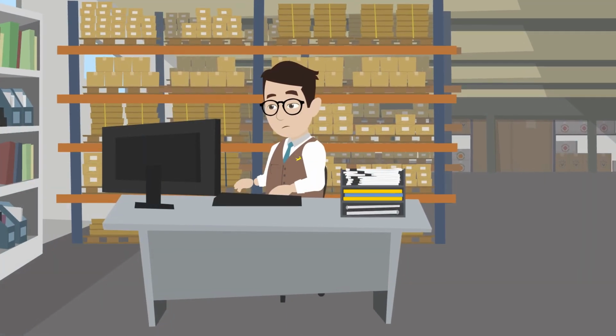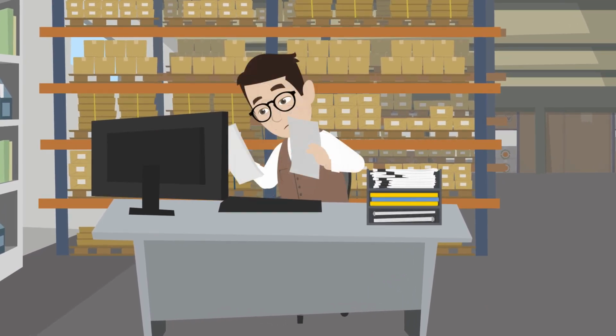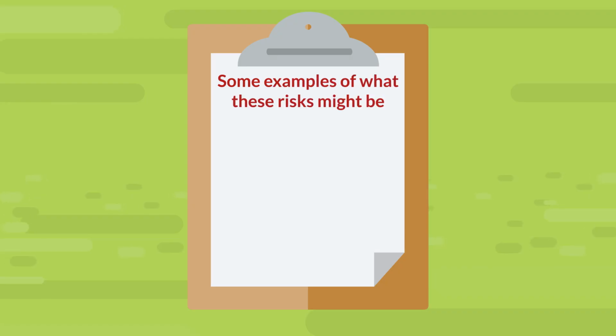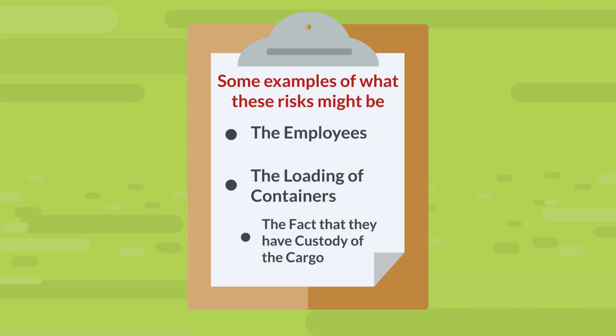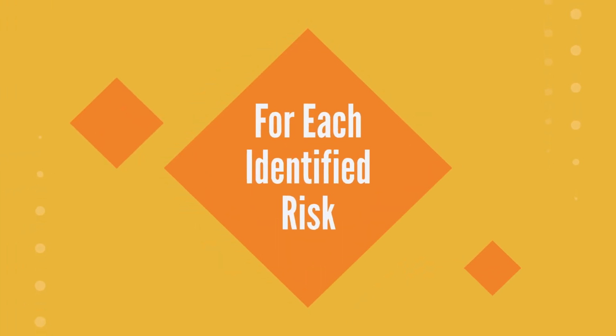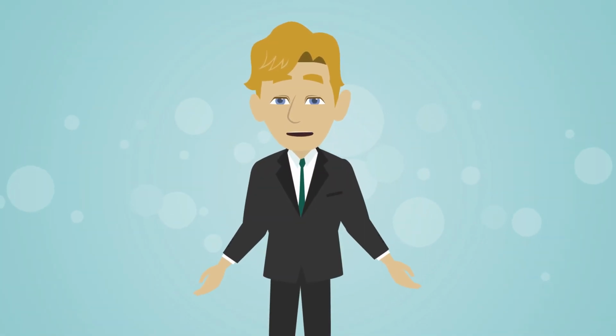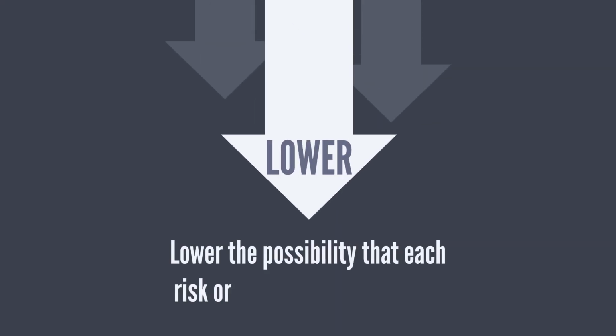You should create a list of the potential risks and vulnerabilities of each supply chain step or each supply chain business partner. Some examples of what these risks might be are the employees, the loading of containers, or the fact that they have custody of the cargo. For each identified risk, you must list a mitigation measure that has been implemented to lower the possibility that each risk or vulnerability will occur.